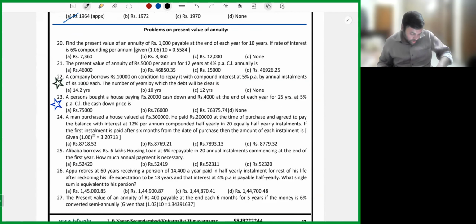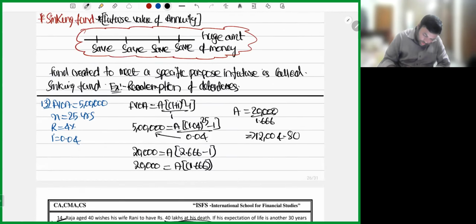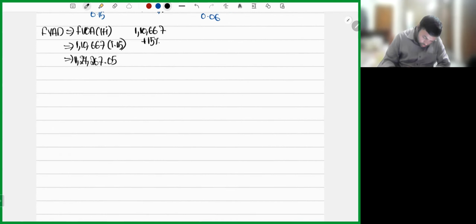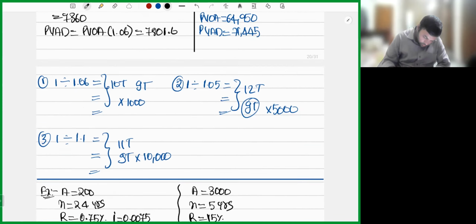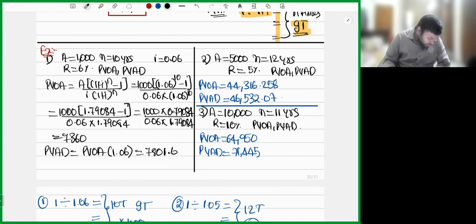Question number 20 we have already solved, my dear friends. I solved it as an example just now. Let me show you where I solved this. This is question number 20 itself.